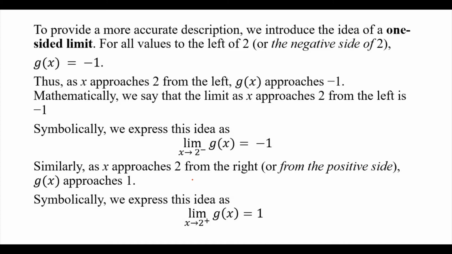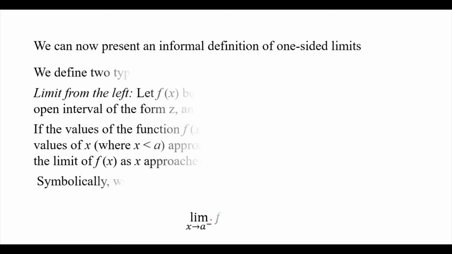Similarly, as x approaches 2 from the right, or from above, or from the positive side, g of x approaches 1. Symbolically, we express this idea as the limit of g of x as x goes to 2 positive is equal to 1, indicating that we're only talking about the values of x that are greater than 2 when we find this limit. We can now present an informal definition of one-sided limits.